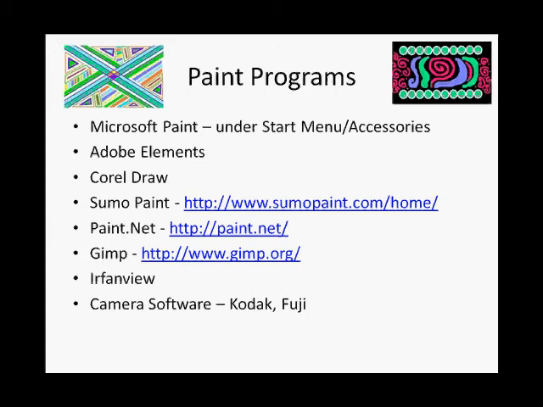But there are some great free paint programs. Everyone has a free paint program available to them in Microsoft. If you go to programs and accessories, you'll see Microsoft Paint. I love paint.net. It's free and it's really easy to use. Sumo Paint is an online paint program that anyone can use from your home and create images and then save them and put them together at home.